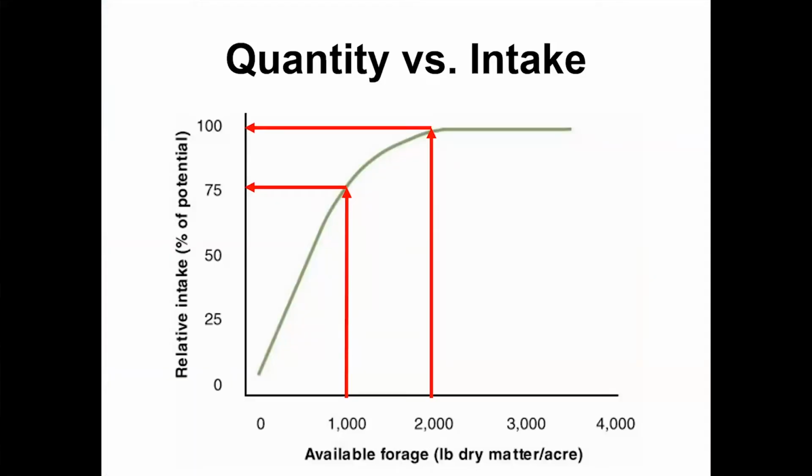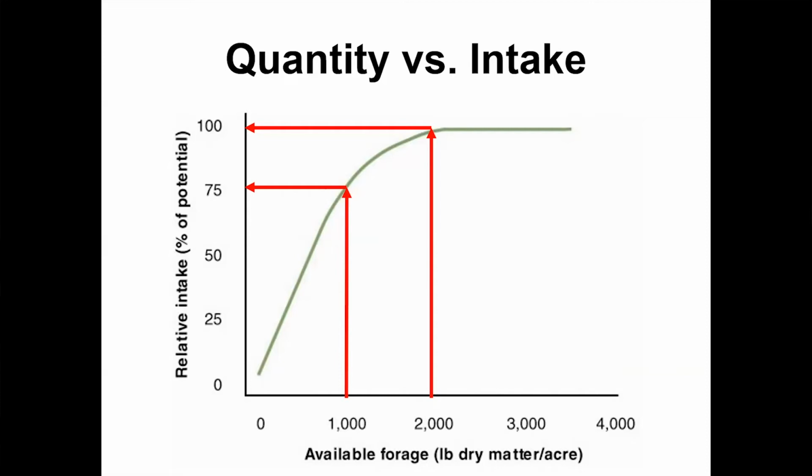Why I bring this up is because there's a relationship between forage quantity and intake by beef cattle, and I've got it depicted on this graph here. I think this graph is tremendously important. Across the x-axis, we've got the available forage, and that's pounds of dry matter per acre. And then on the y-axis, we've got, which seems a little bit abstract, relative intake as a percent of potential. And then two red lines here.